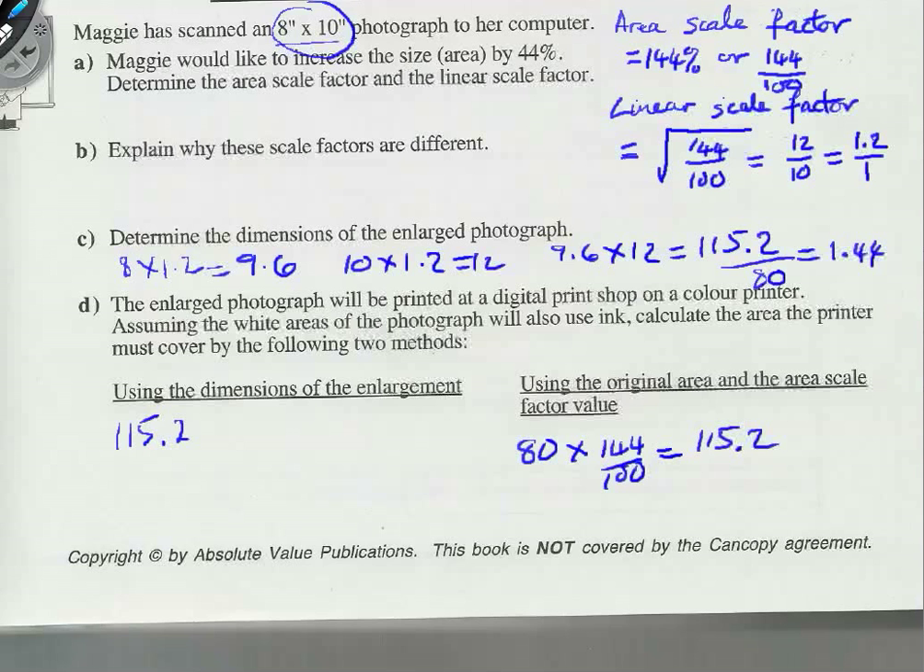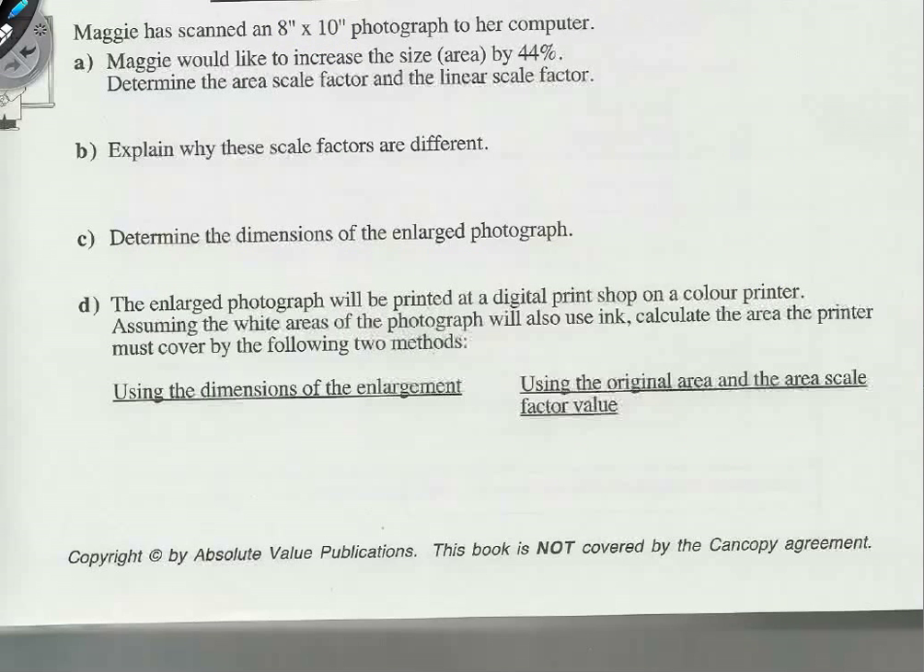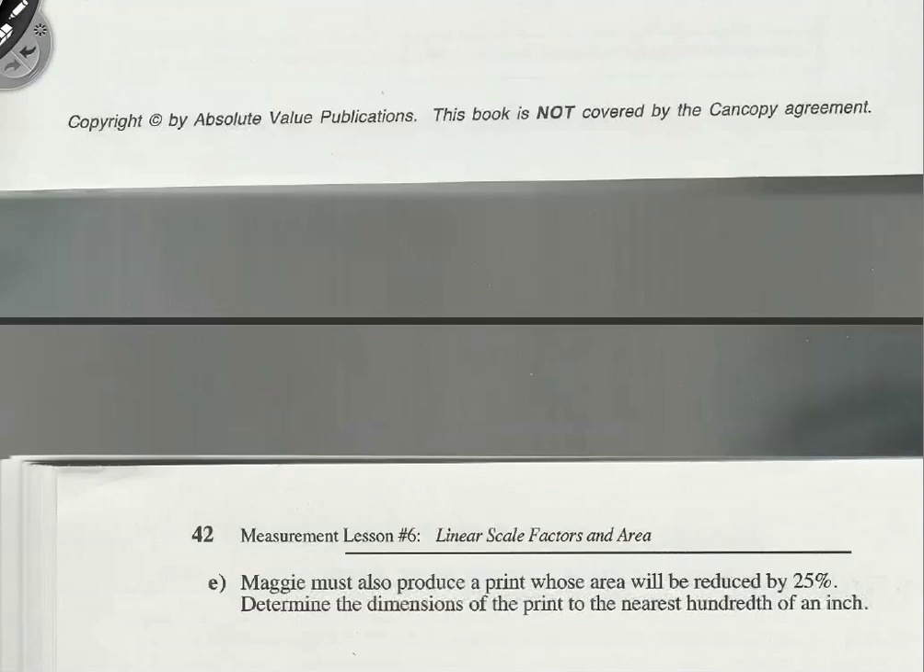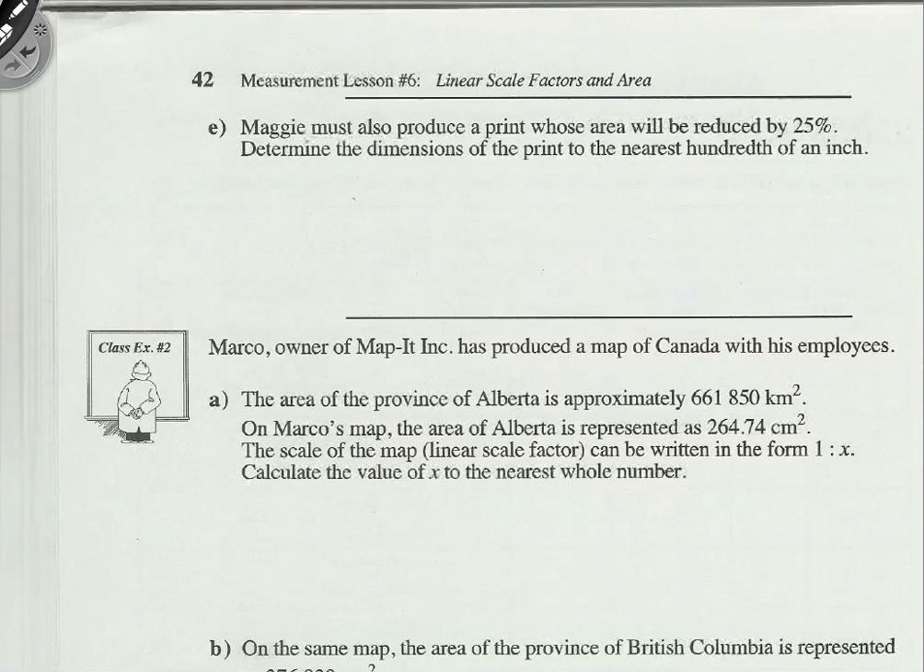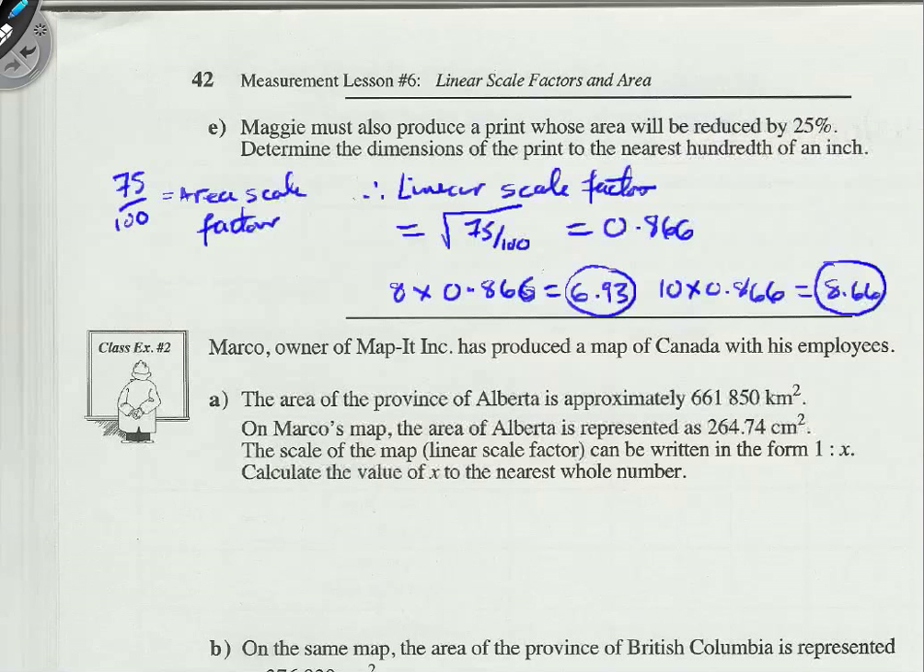Okay, moving on to the next example. Okay, that's asking us one last question here. E. Maggie must also produce a print whose area will be reduced by 25%. Determine the dimensions of the print to the nearest 100th of an inch. So that's how I think about that.